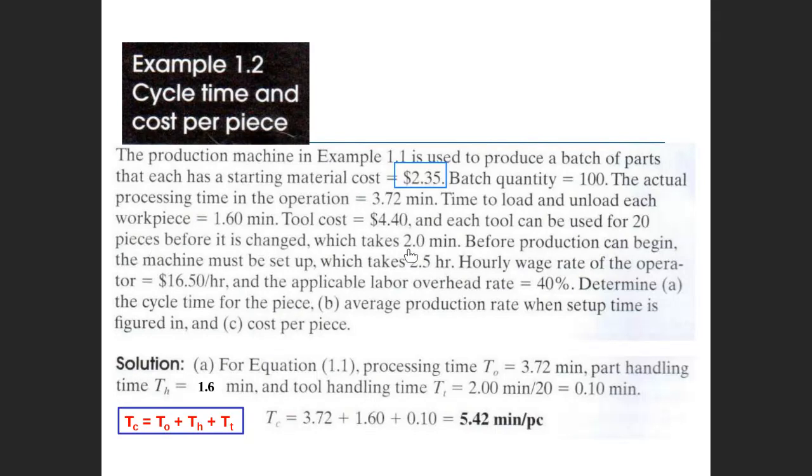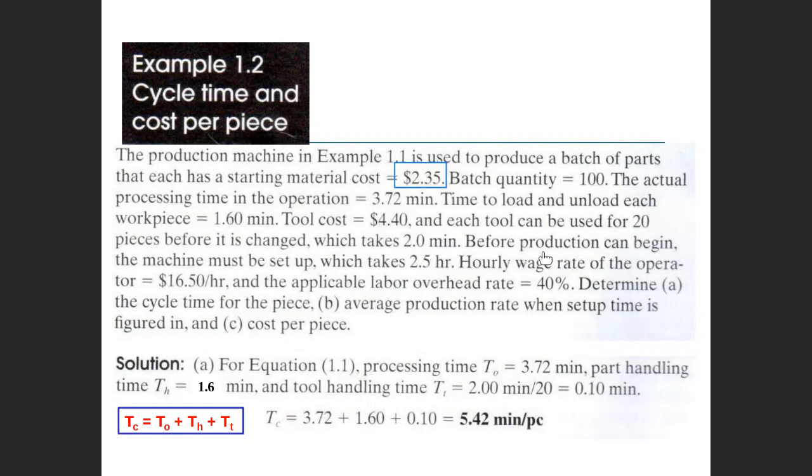Before it changes, okay, which takes 2 minutes. The tool change takes 2 minutes. So 2 minutes to change the tool after how many pieces? After 20 pieces. The tool is used for 20 pieces and then we change the tool. This is the tool handling time TT. TT is 2 minutes for 20 pieces, but we need minutes per one piece, so 2 divided by 20 gives you how many minutes for every piece.